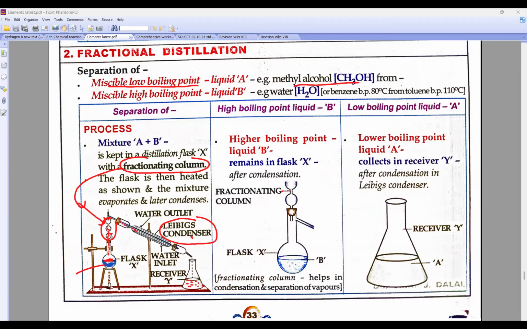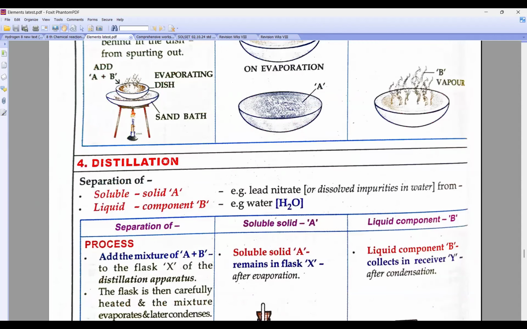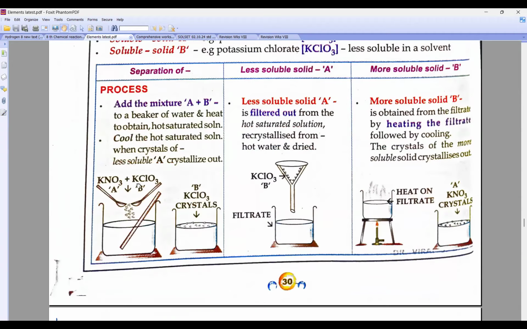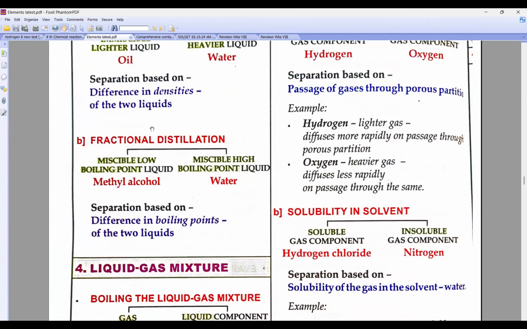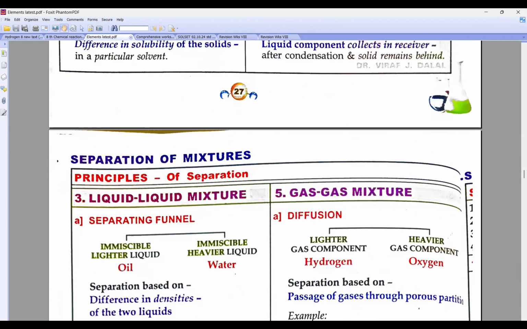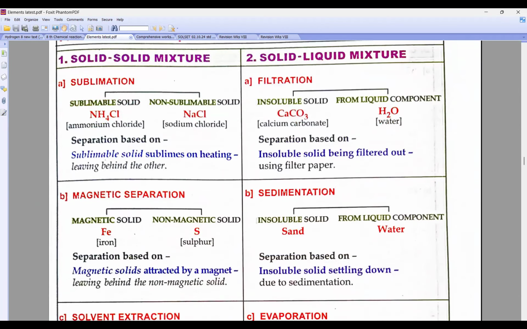Because when this methyl alcohol vapors will travel, तो उसके पीछे पीछे water भी आ सकता था, तो उसको बाहर से क्या कर देगा? कूल कर देगा. तो water को अंदर गिरा देगा. Methyl alcohol will only go. This is very important, na? Fractional distillation. Then fractional distillation we use fractionating column. What is the principle? Difference in boiling point.